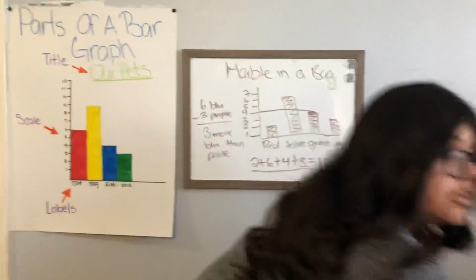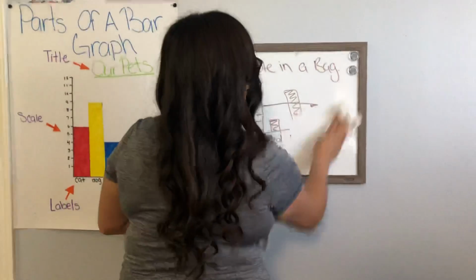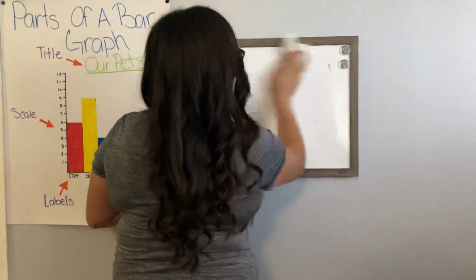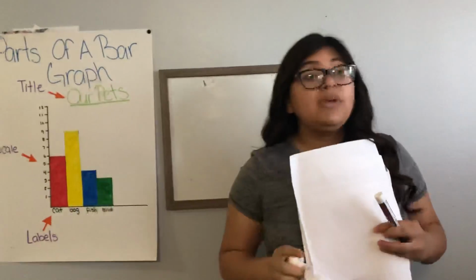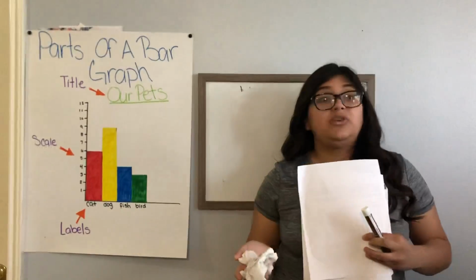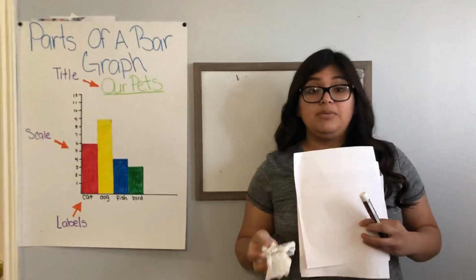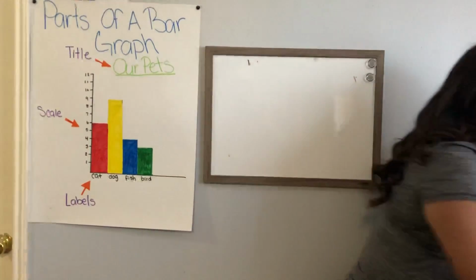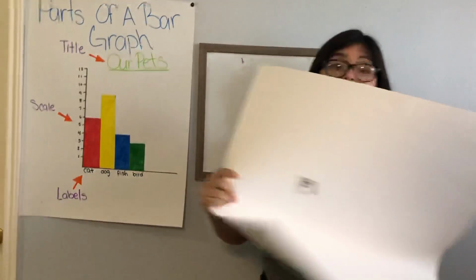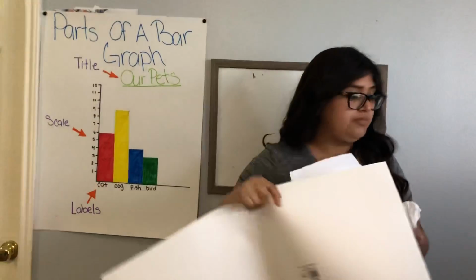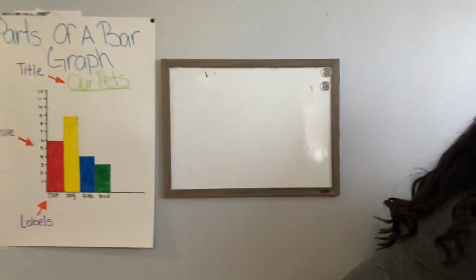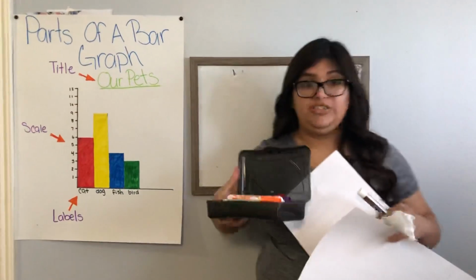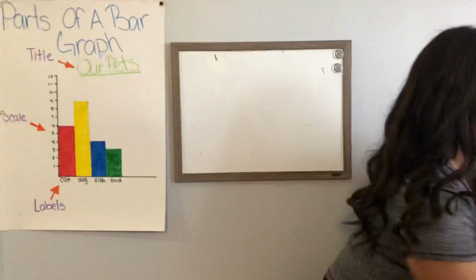All right, so now let's move on to the next part. So now that we have learned about bar graphs, we're going to create them. We're going to create them in groups of 3 or 4 people. So for that, we're going to need a poster board for each group, and we're also going to need markers to be able to do this activity.